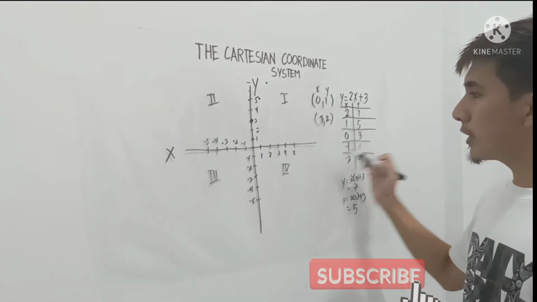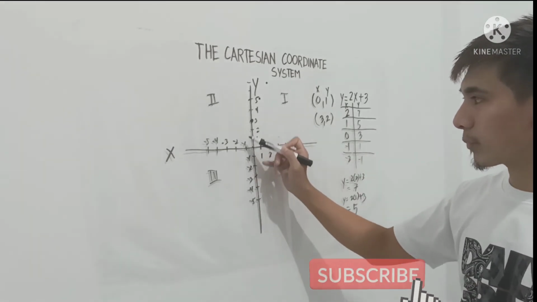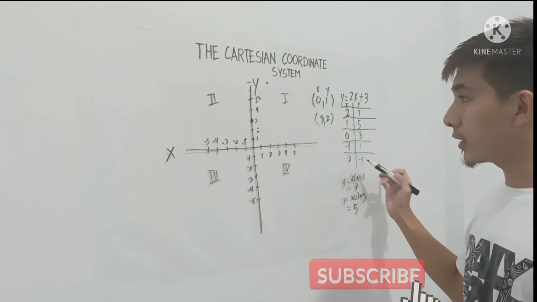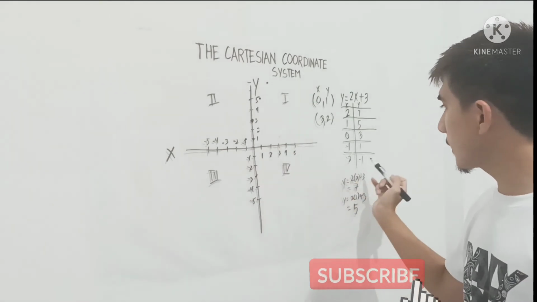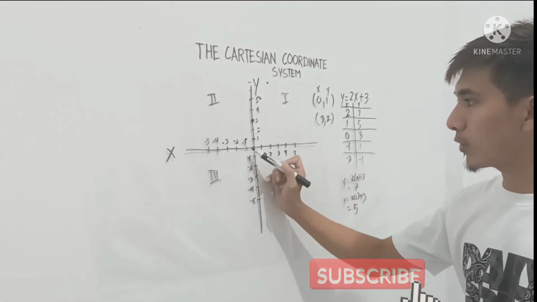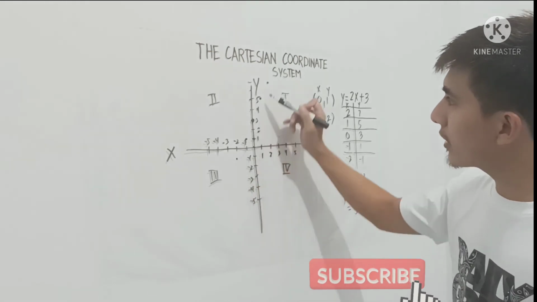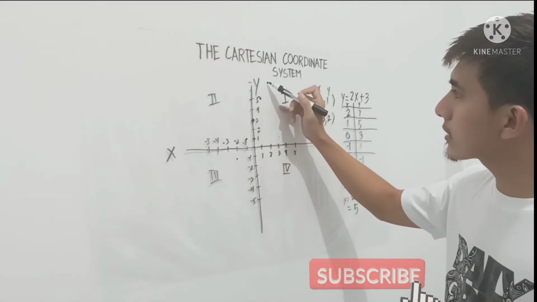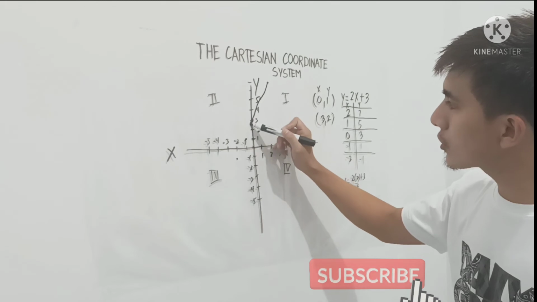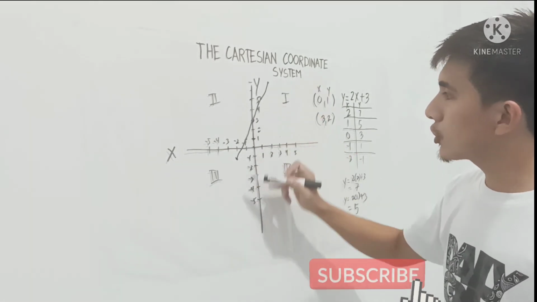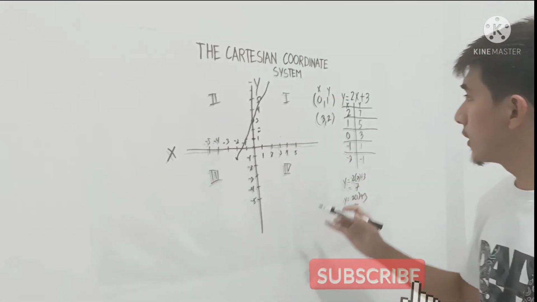And then, negative 1 and 1, negative 1, tapos pataas. And then, negative 2 and negative 1. So, negative 2 sa x-axis natin, negative 1 sa y-axis natin. So, negative 1, negative 2, and then down 1. And then, we just have to trace the dots or the given points. And this is our line in our Cartesian coordinate plane. Okay?